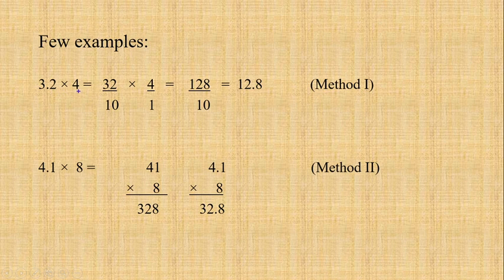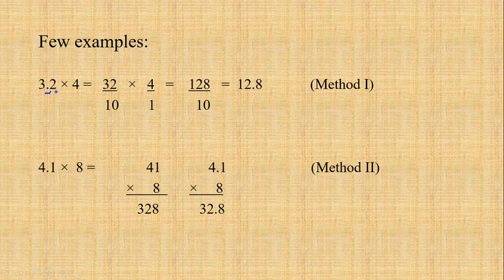3.2 multiplied by 4. How do you come to know that this example is of a decimal fraction? As you can see that there is a point here, so it means it is an example of a decimal fraction. Now this example 3.2 is multiplied with a simple number 4.